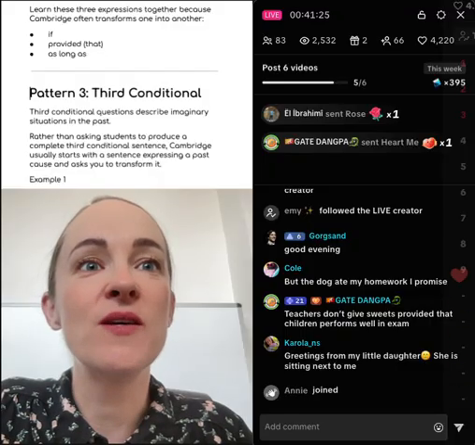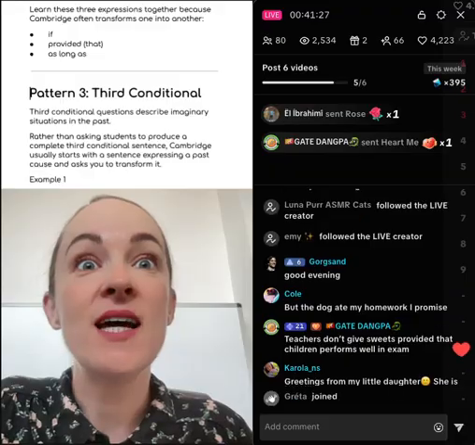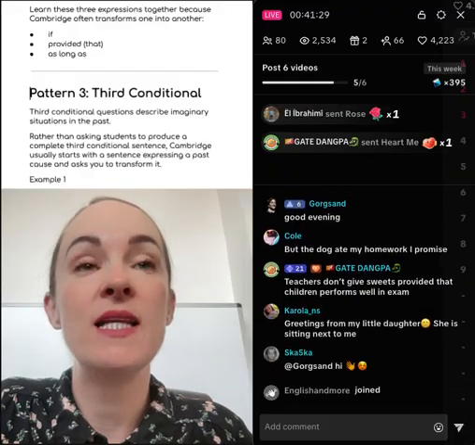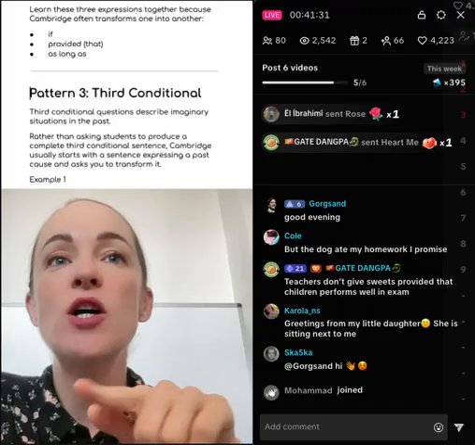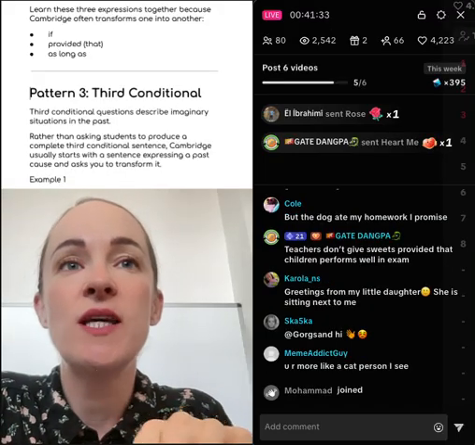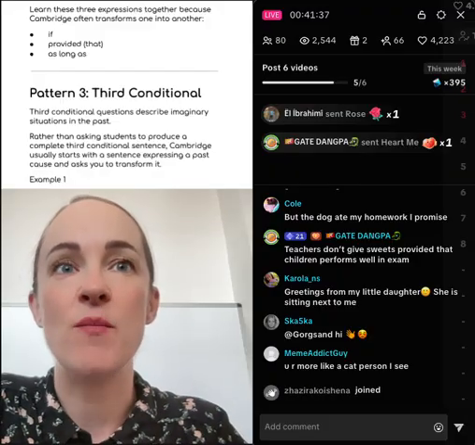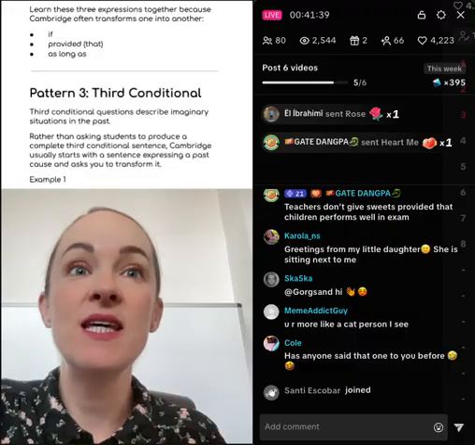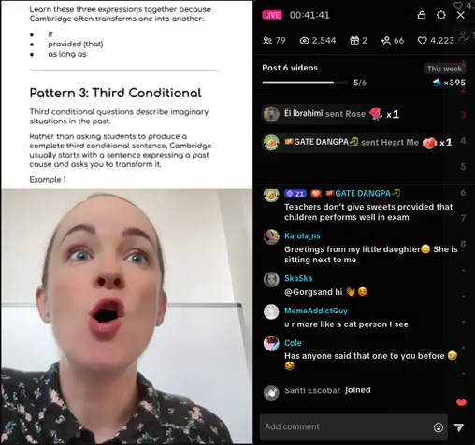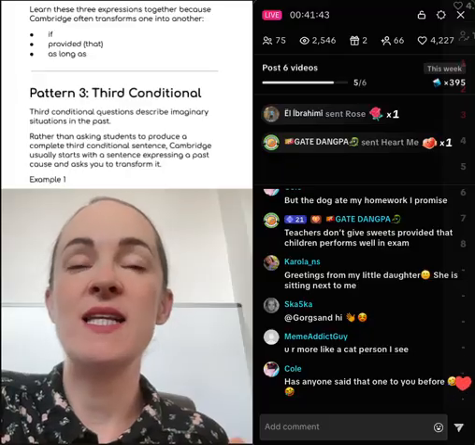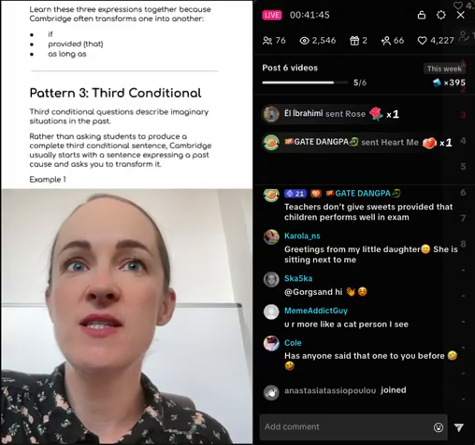Okay, teachers don't give sweets provided that children perform well in the exam. That would be unless, Gate. Teachers don't give the kids sweets unless they perform well in the exam. Or teachers give the students sweets provided they perform well in the exam. Do you see the difference?